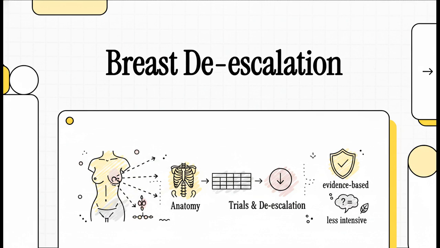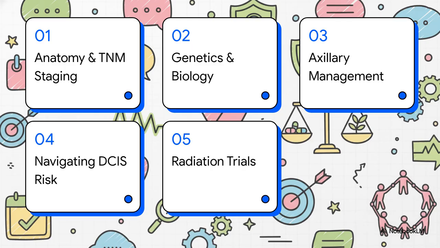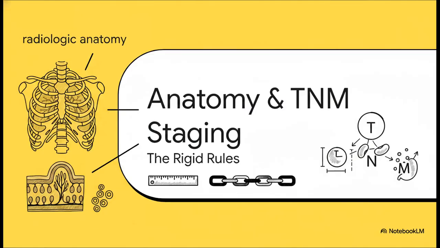Let's get into it. So here is our roadmap for today. We're going to hit 1. Anatomy and T&M staging. 2. Genetics and prognostic biology. 3. Axillary management and surgery. 4. Navigating DCIS risk options. And wrap up with 5. Paradigm-shifting radiation trials. Okay, let's dive into this.